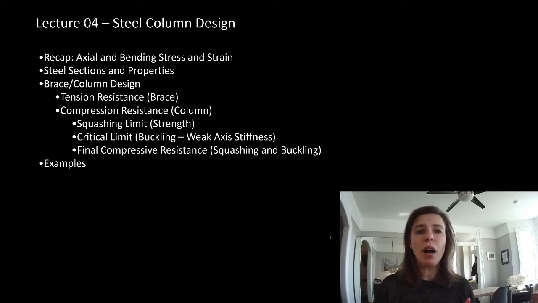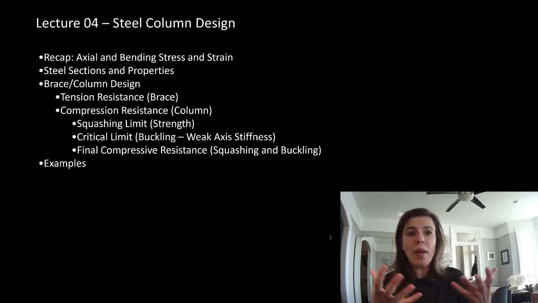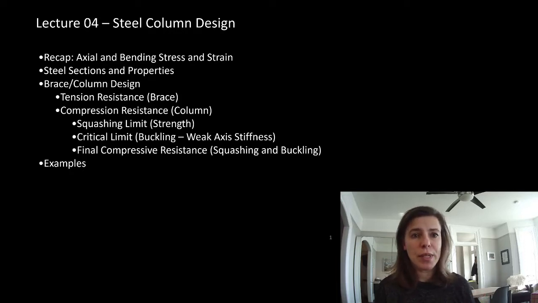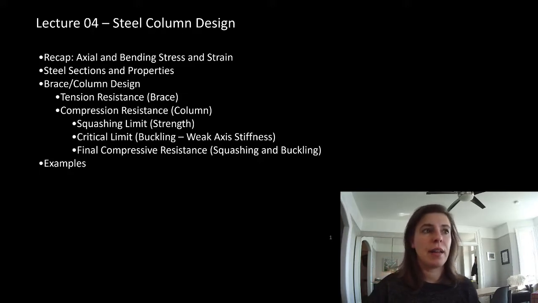And then since we're talking about a material, we should know what we have available for that material, what it looks like, what we are using, how it is made, and what properties we know about that material. And then we'll dig in to actual brace and column design. So to talk about column and brace design, we have to talk about tension resistance, which is our braces.